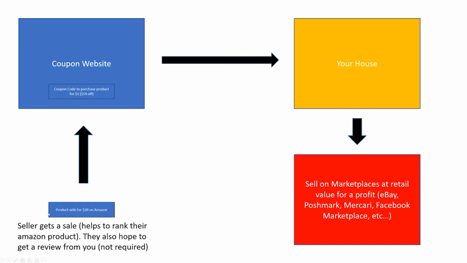So for example, an Amazon seller lists their product for $20 that retails on Amazon. They list it on a coupon website for $1, with a coupon code that gives you $19 off. So you go to Amazon, you purchase that $20 product with a coupon code, and buy it for $1 to your house. Now you have a $20 product that only cost you $1 to source. And you sell it on marketplaces at retail value or a little bit over. Those retail marketplaces are eBay, Poshmark, Mercari, Facebook Marketplace, as well as some others.